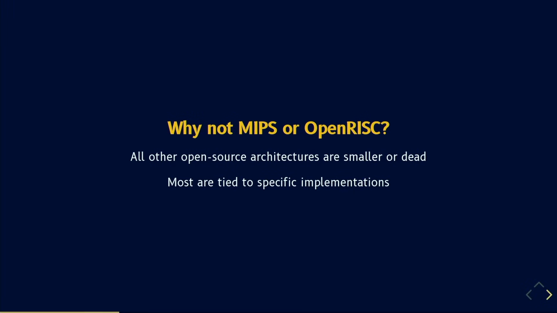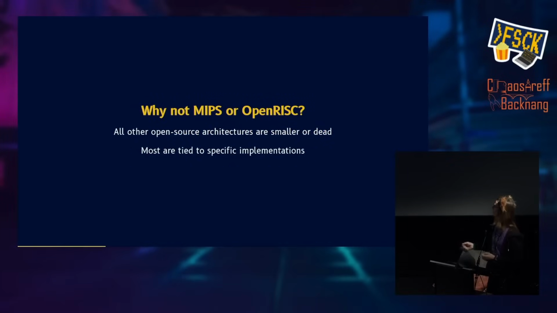All of the other open source architectures that are not dead are smaller than RISC-V. I've actually forgotten to put something like PowerPC Little Endian in there because apparently people like that. They're either smaller or, like MIPS, are dead. And OpenRISC in particular is tied to a specific implementation, and that's true for a lot of these. And RISC-V is, I think, really the only one where there are a lot of different implementations and different ideas coming from a lot of different places together to make the ISA.